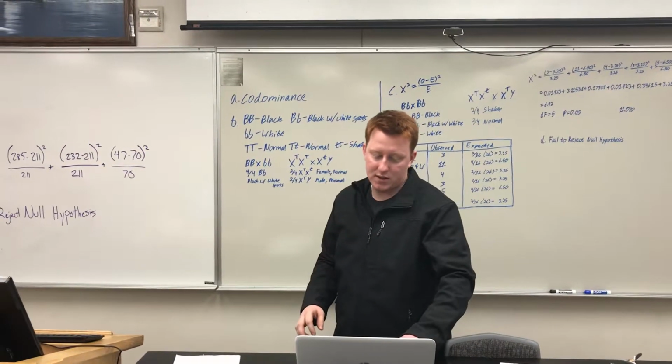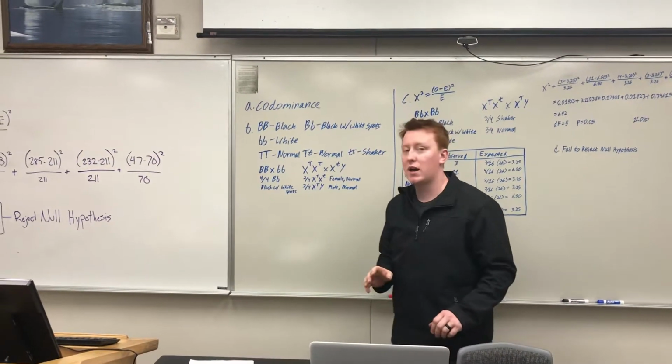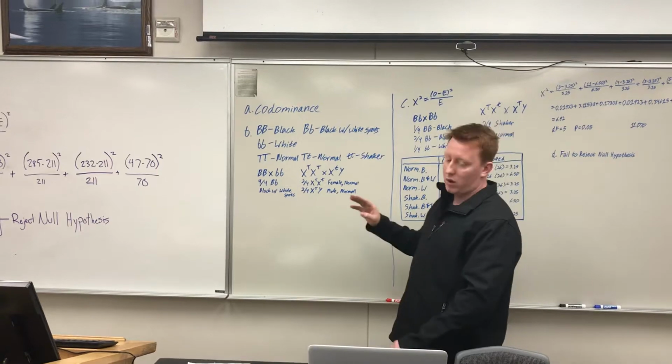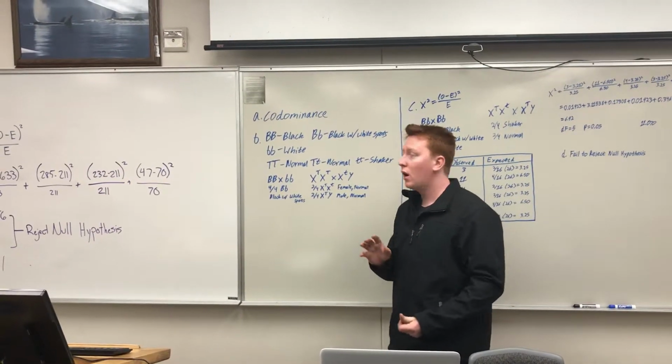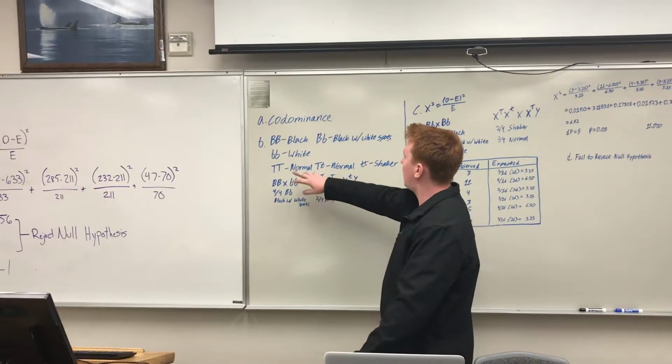For part B, it says, determine the genotypes and the phenotypes of the F1 offspring. Well, we know that we have a true breeding black female, which is what we have.